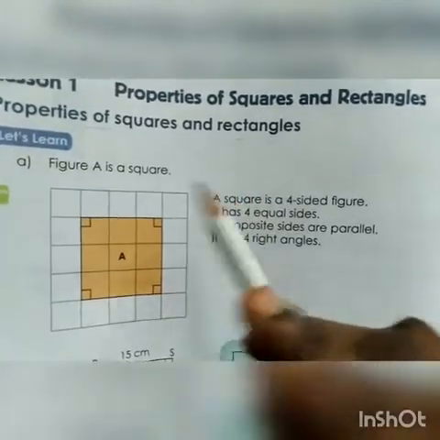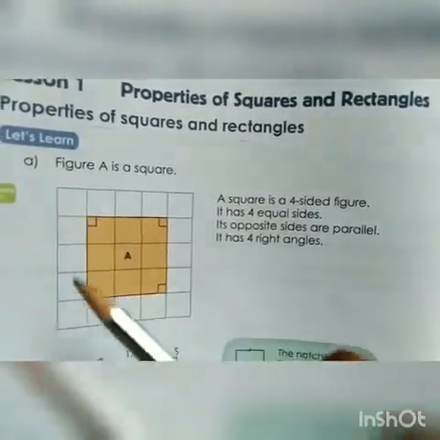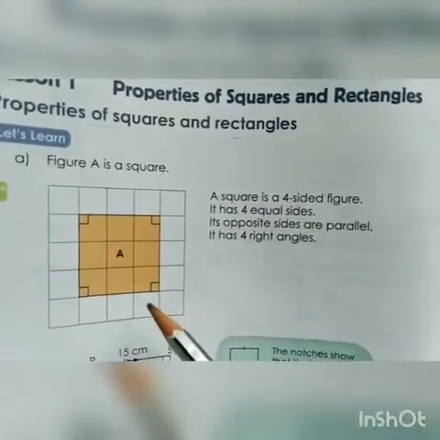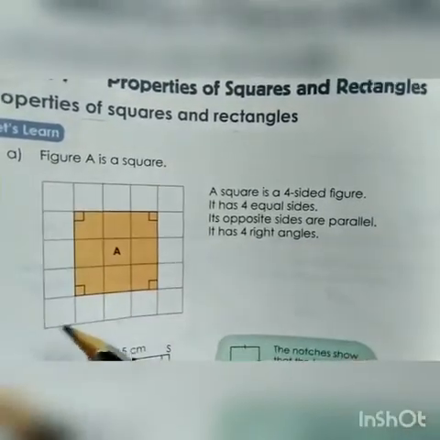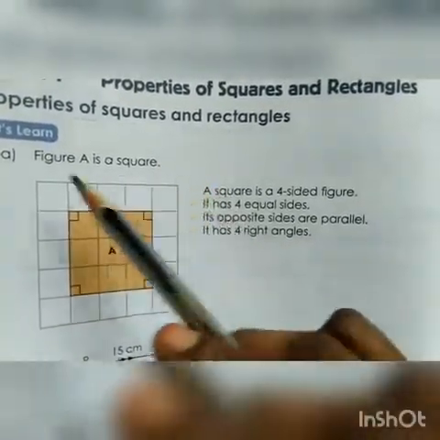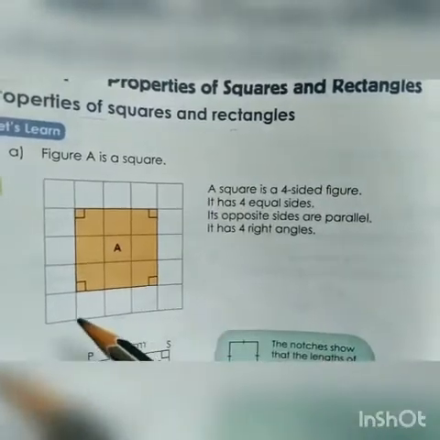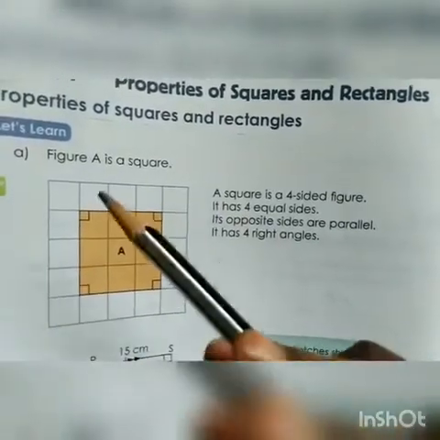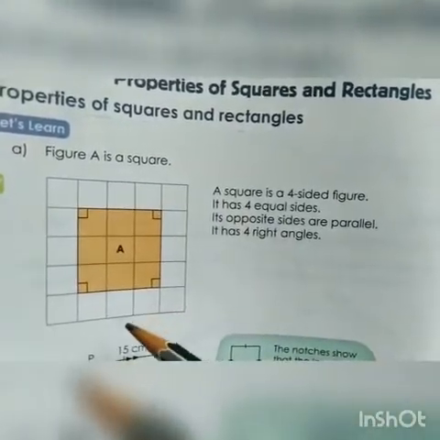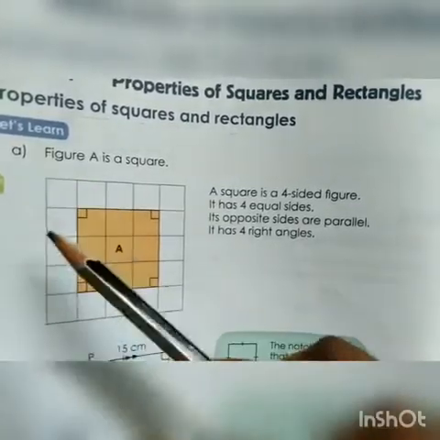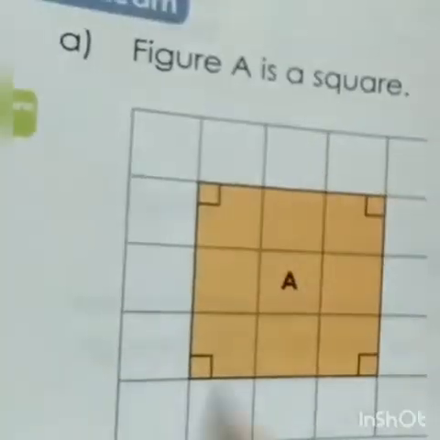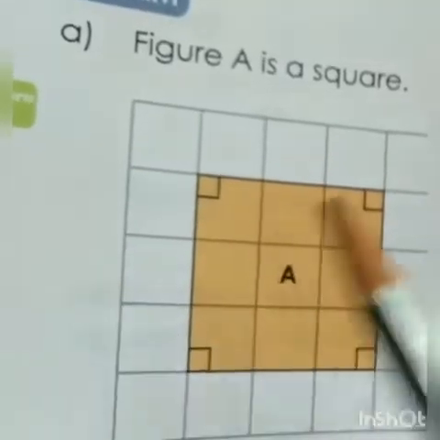This is called a square. A square is a four-sided figure. How many sides are there for a square? 1, 2, 3, 4. Four sides are there for a square. Are all the sides equal? Yes. It has four equal sides. All the four sides have five rows.